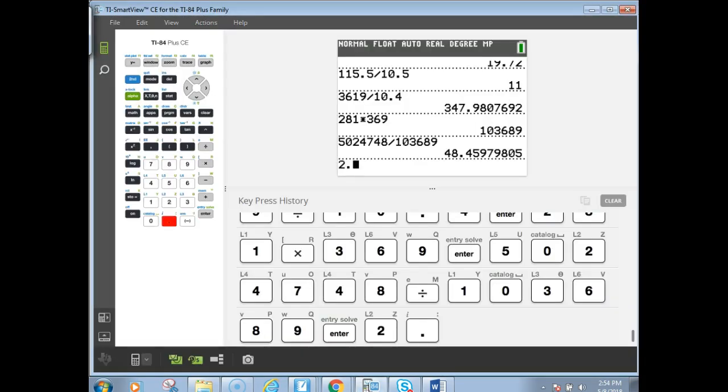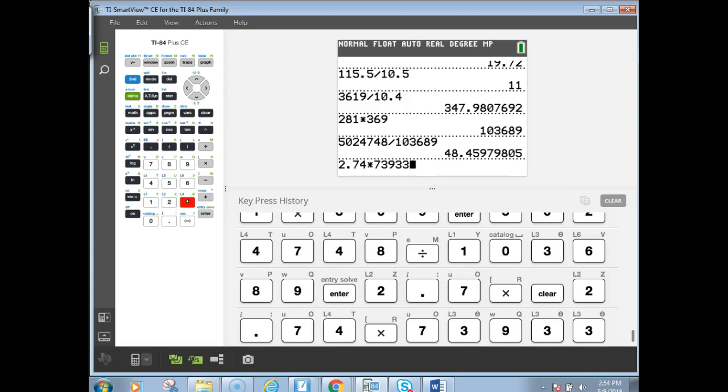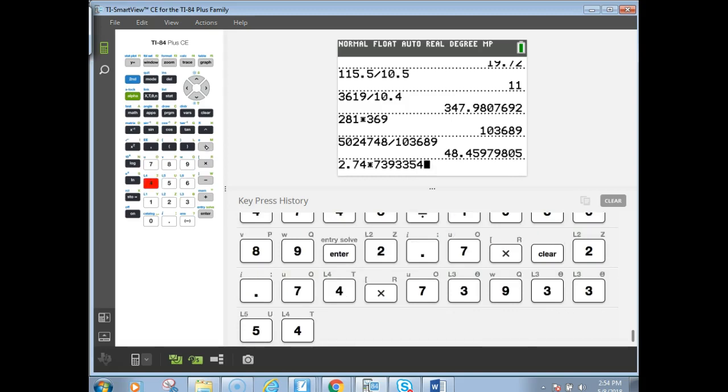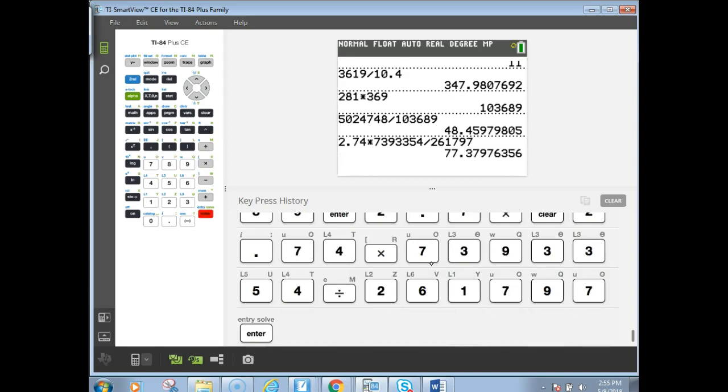Okay, I got 2.74 times that ginormous number, 7,393,354. Then we can hit divided by the area, which was 261,797. And we've got about 77 people. Is that what you guys came out with? Okay, 77 people per square mile.